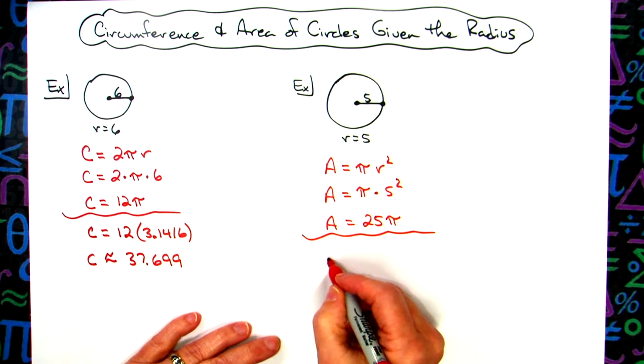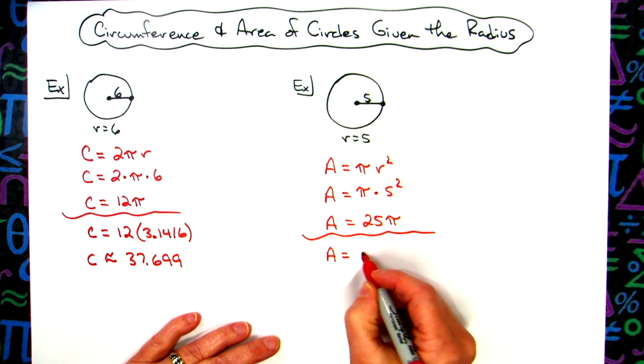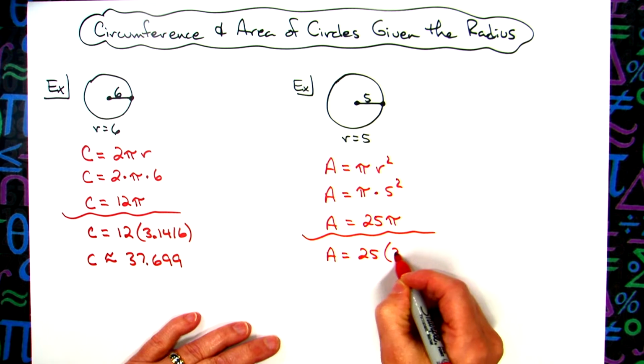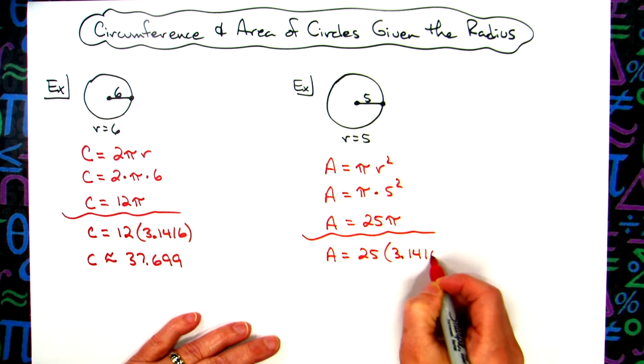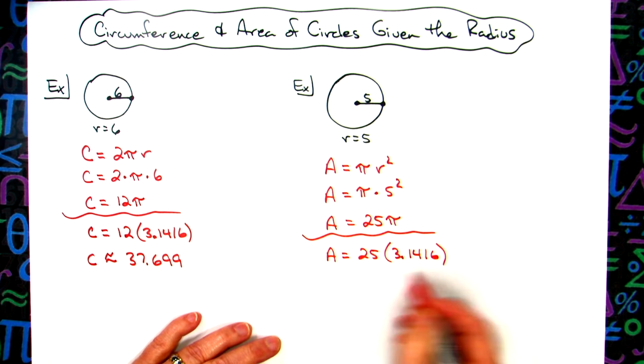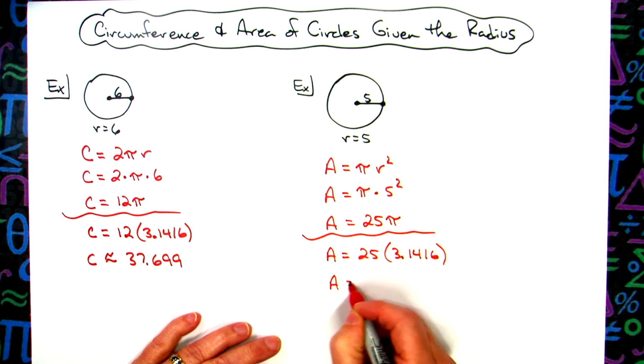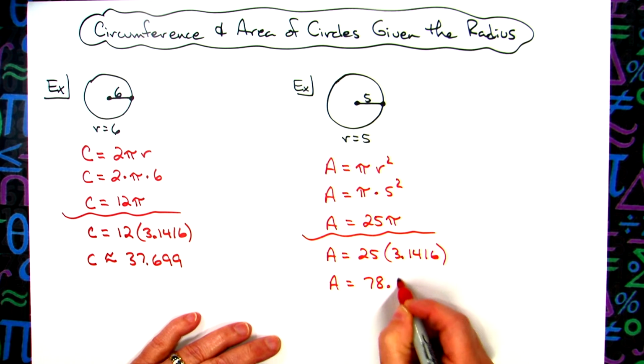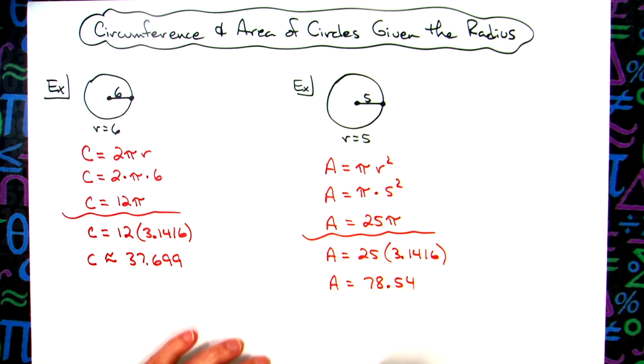If not, and you need to approximate it, then we're again going to use that 3.1416 number for pi, just out 4 places. Using a calculator, that'll give you an area of approximately 78.54. So 2 pretty straightforward examples there of finding circumference and finding area of a circle when given the radius.